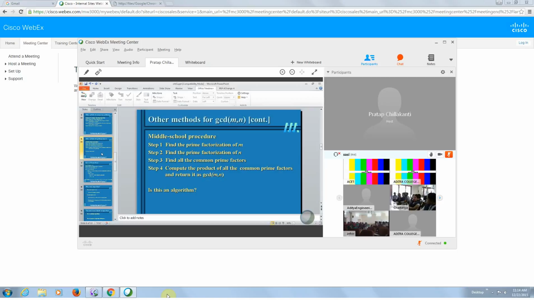Now this is apparently how they do it in middle school, at least in the US. Find the prime factorization of m. You know what prime numbers are, right? Any number that is divisible by itself or by 2, I think, is a prime number. Something like that, right? I think 2 is a prime number too, right? By the definition.